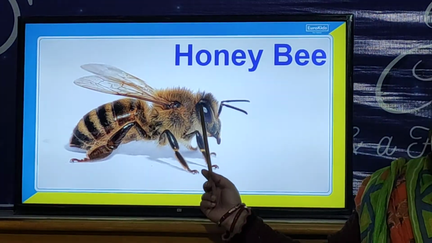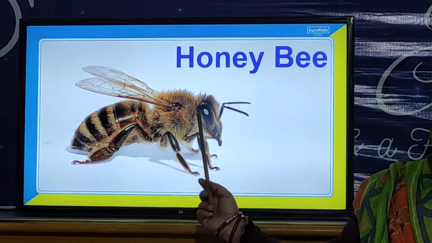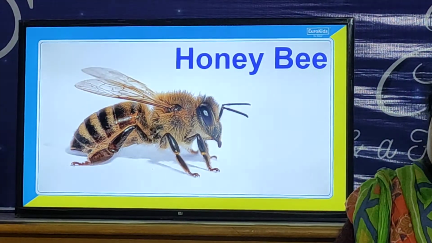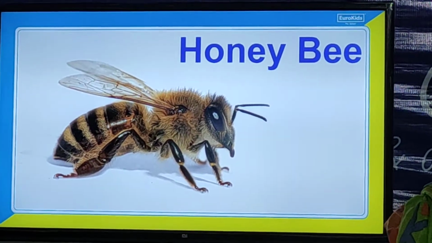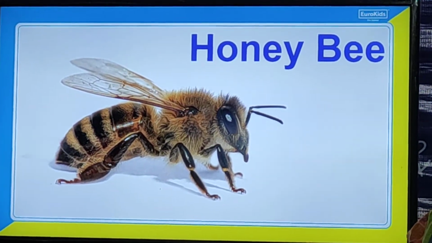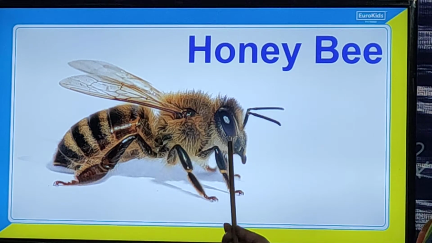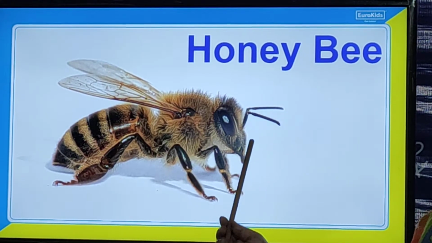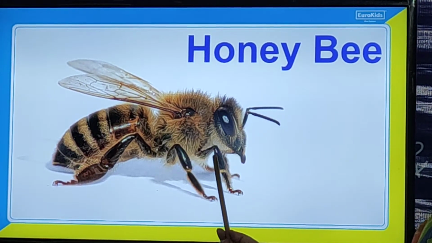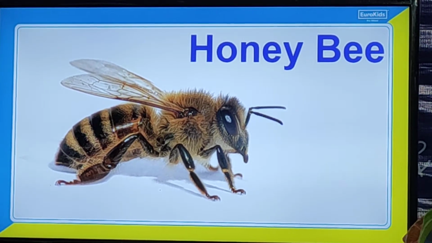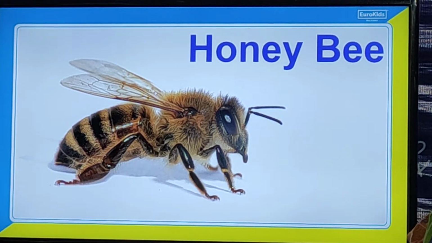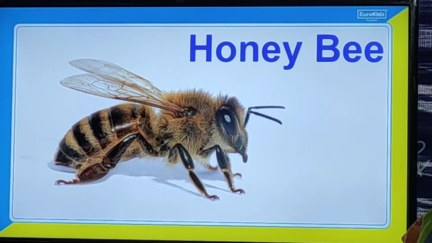It is a honeybee. And children, honeybees recognize each other by smell. Their sense of seeing is not very well developed. And children, these honeybees are flying insects. They fly. And they are known for producing honey and bee wax.